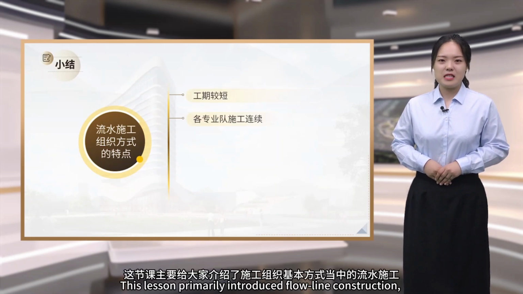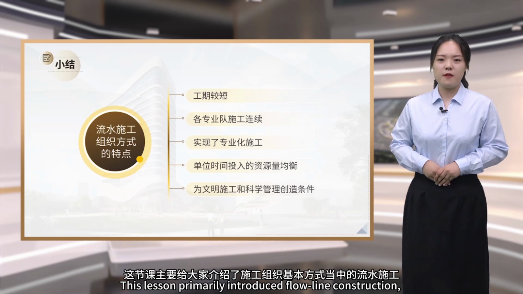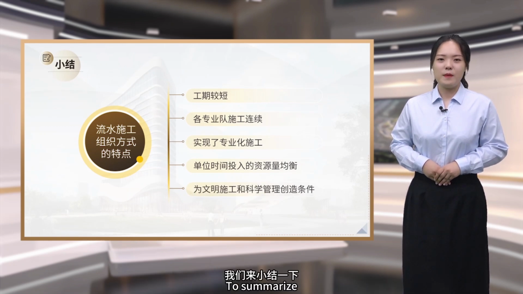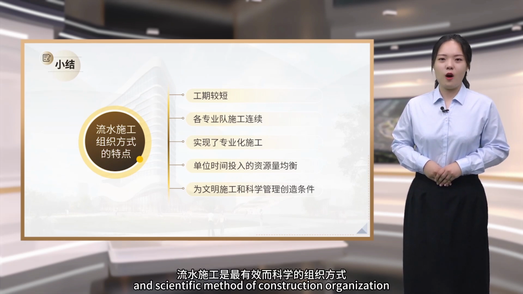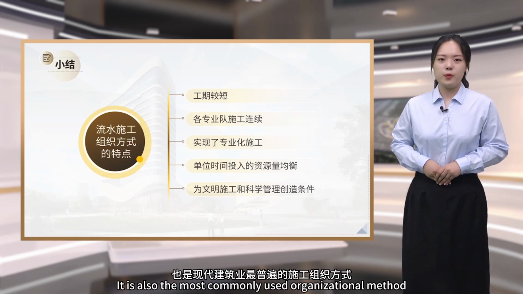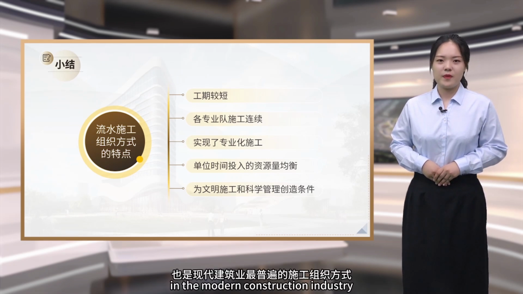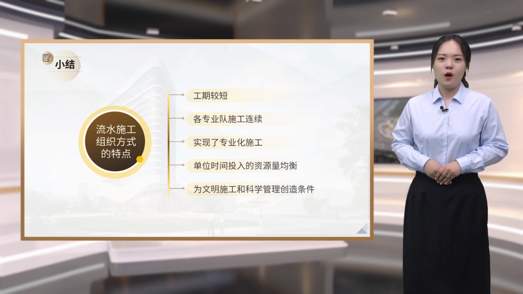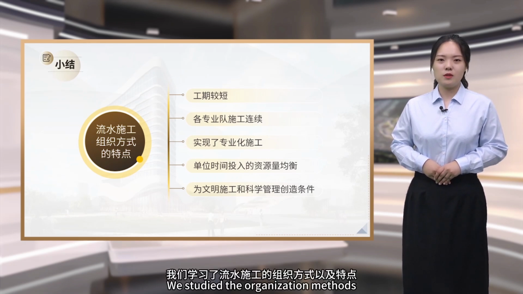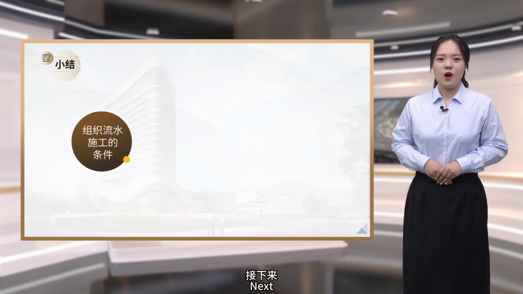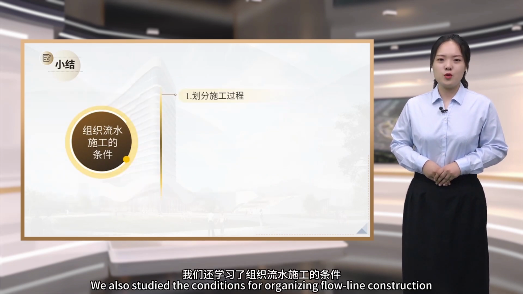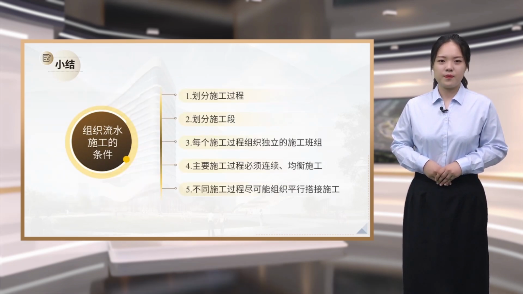Class, this lesson primarily introduced flow line construction, one of the basic organization methods of construction. To summarize, flow line construction is the most efficient and scientific method of construction organization. It is also the most commonly used organizational method in the modern construction industry. Firstly, we studied the organization methods and characteristics of flow line construction. Next, we also studied the conditions for organizing flow line construction.